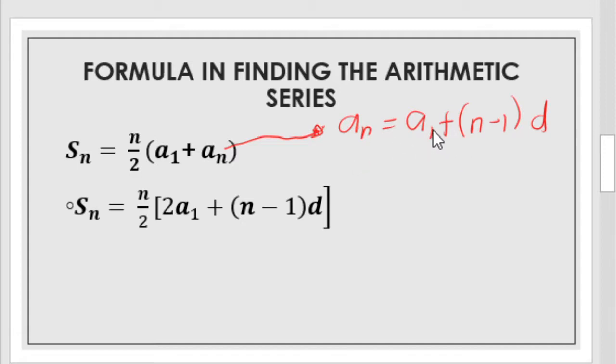So what we did here is gi-add ra niya si a sub 1 ug si a sub 1. A sub 1 plus a sub 1 becomes 2a sub 1. Then plus gi-copy ra si n minus 1 times d, and n over 2. Kining second nga formula, gikan ra na ni first nga formula. So, we have two formulae to use, no?